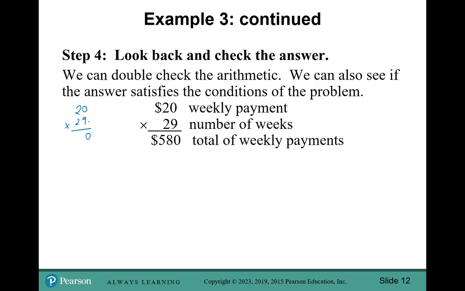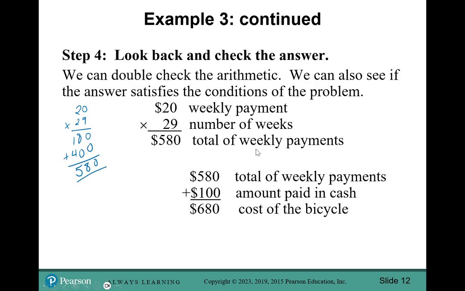But 9 times 0 is 0. 9 times 2 is 18. I'm going to drop a 0. 2 times 0 is 0. 2 times 2 is 4. 0 and 0 is 0. 8 and 0 is 8. 4 and 1 is 5. So indeed, this multiplication does give us the 580 for the weekly payments.